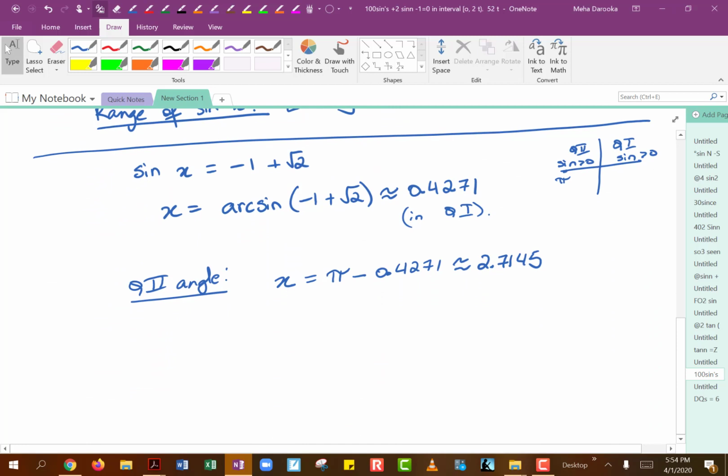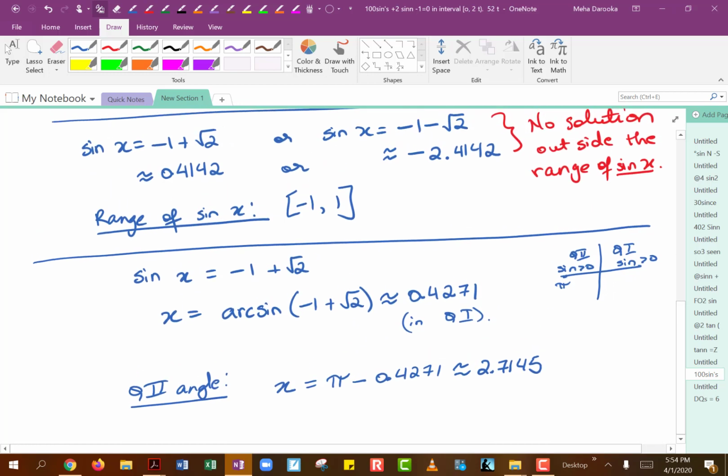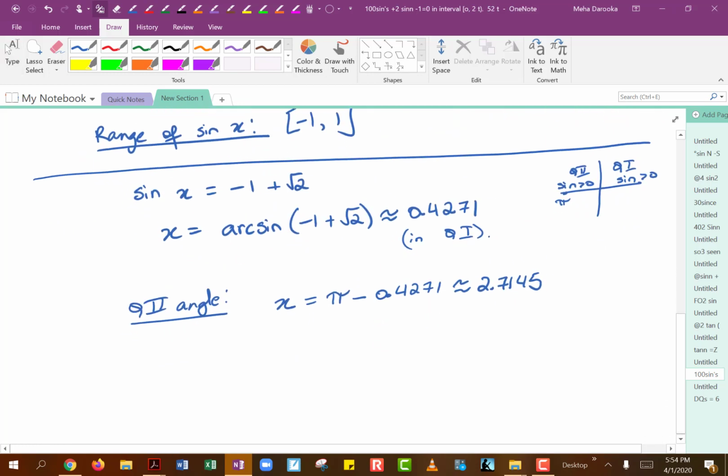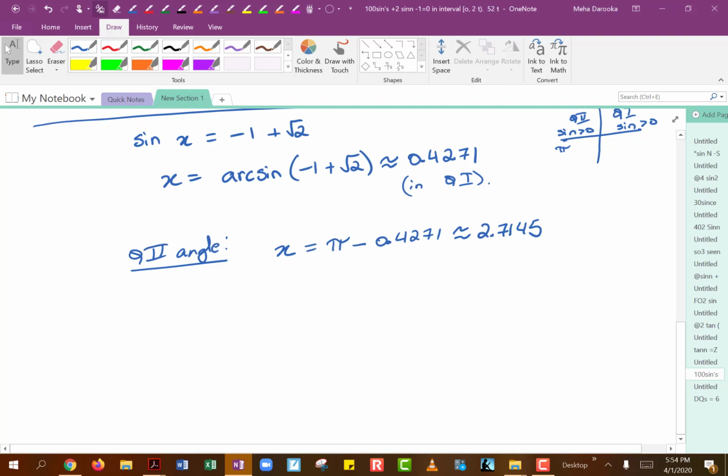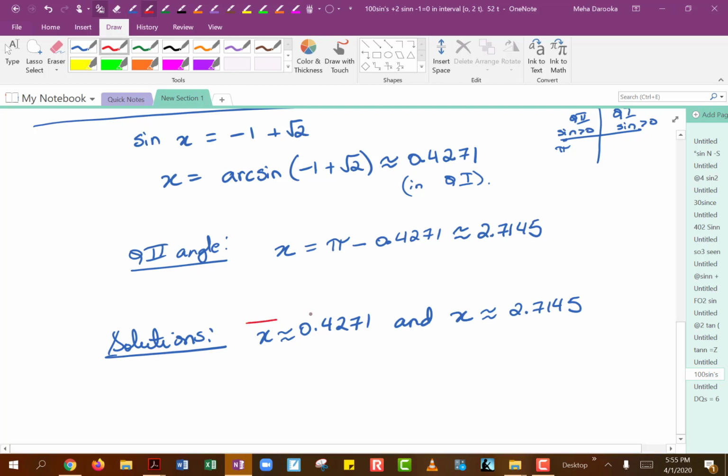Of course, in quadrant 3 and quadrant 4, your sine will be negative. So, of course, we're not interested in finding angles for negative sine values. So your two answers here are going to be x equals 0.4271 and x equals, well, I guess we should actually say approximately equal to 2.7145.